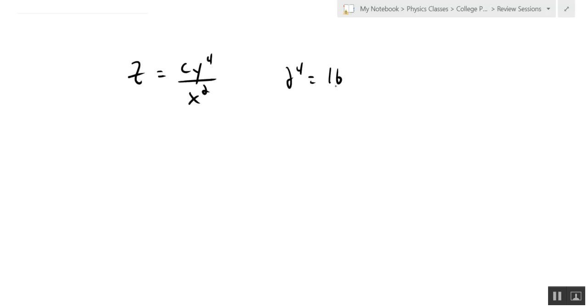So how is z and x related to one another, first of all, or x squared? Are they proportional or inversely proportional? Inversely proportional. If you make x smaller, z gets bigger. If you make x bigger, z gets smaller.